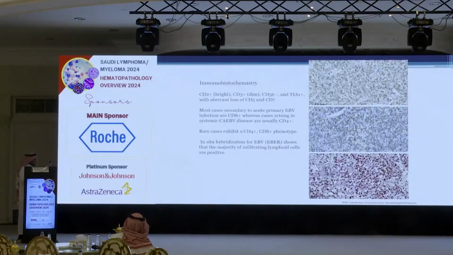In the common clinical presentation, which presents as acute primary EBV infection, the case is usually CD8 positive. However, if it presents as progression of systemic chronic active EBV infection, usually they are CD4 positive. Sometimes they have dual positivity for CD4 and CD8. EBER is always positive in these atypical T lymphocytes.